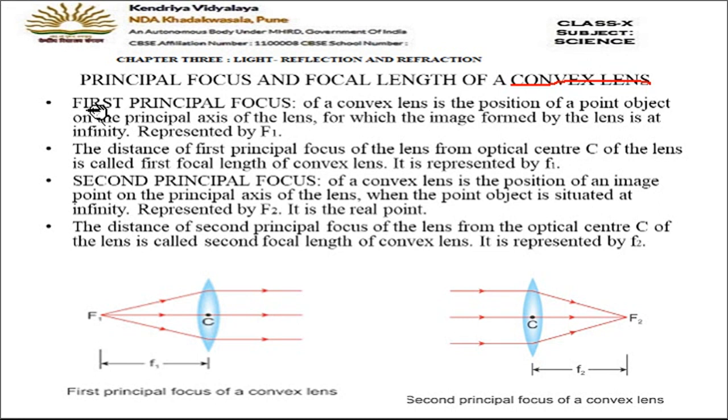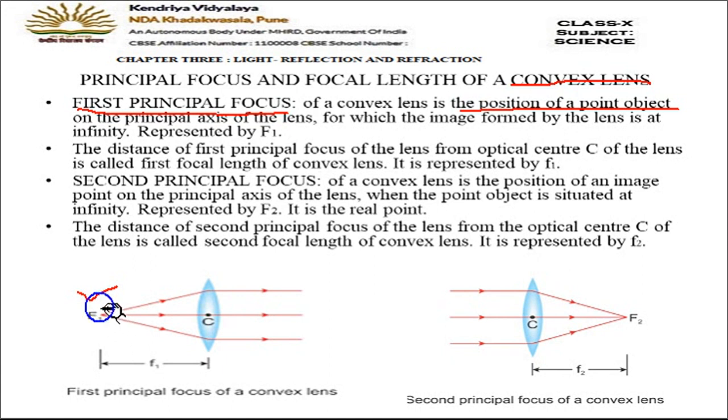Now let us see what the first principal focus is. Just look at the diagrams also. The first principal focus of a convex lens is the position of a point object on the principal axis of the lens for which the image formed by the lens is at infinity. So what is the meaning? This point is F1. So it is the position of the point object.